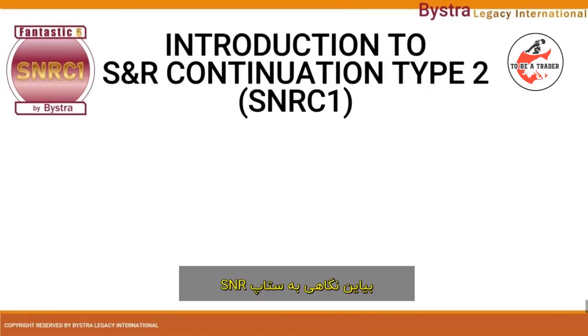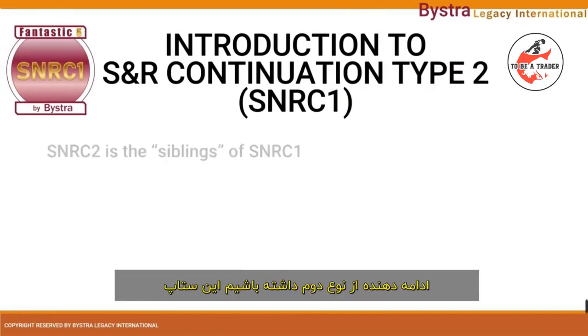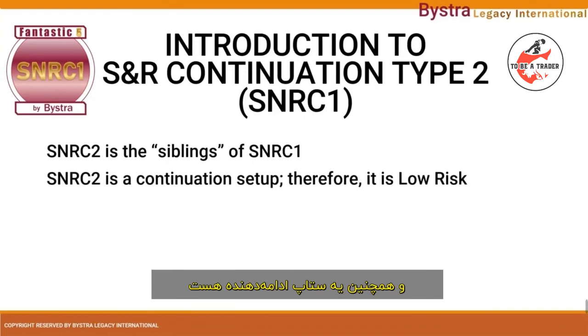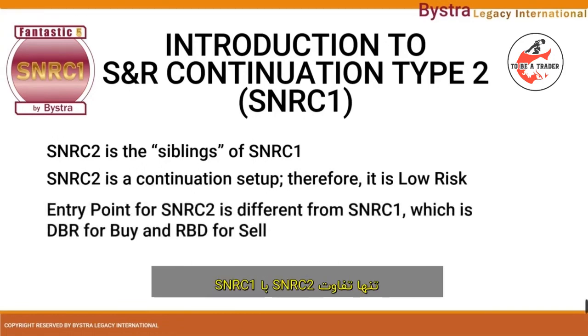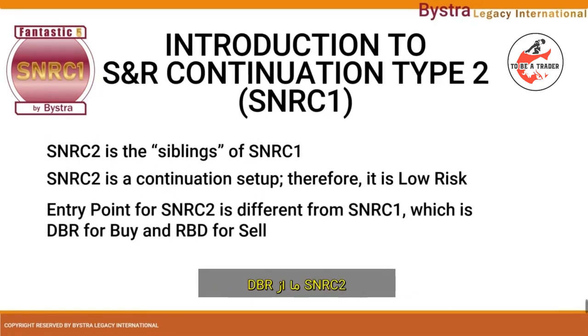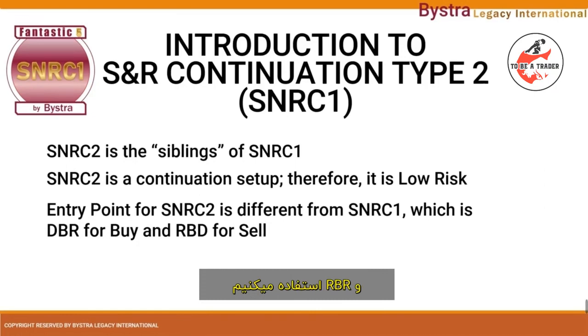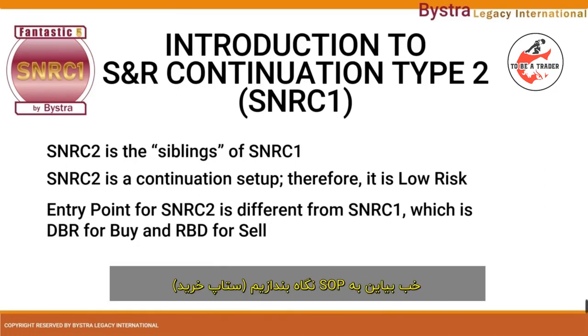So let's have a look at the SNRC continuation for type 2. It is the sibling of the SNRC1 and it is also a continuation setup. The only difference of SNRC2 from SNRC1 is the entry point, which is for SNRC2 we'll be using the drop based rally or the rally based drop, whereas the SNRC1 is using the drop based drop and also the rally based rally. So let's have a look at the SOP.